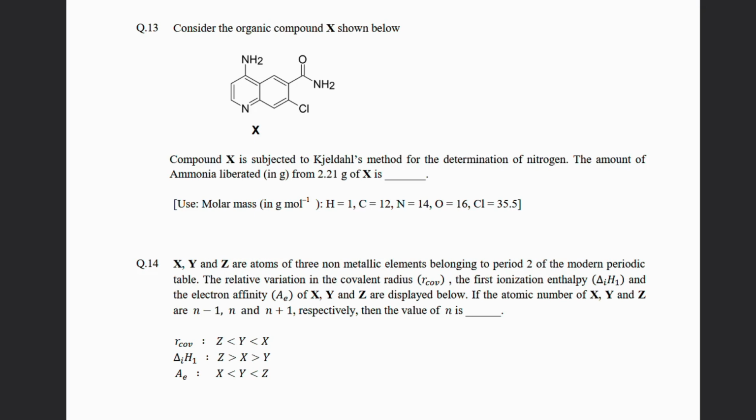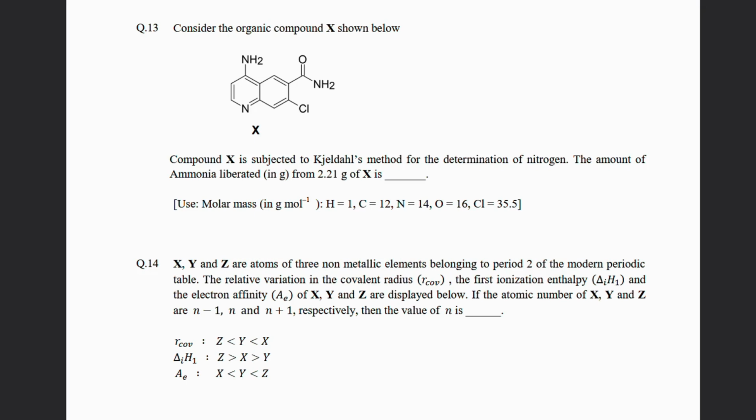The covalent radius is decreasing as we move from X to Y to Z, and the ionization enthalpy has been given as Z greater than X greater than Y. So the middle one has ionization energy less than the other two, and the electron affinity of Z is the highest. So as we move from left to right, the electron affinity increases. Now this pattern exactly fits the data of nitrogen, oxygen, and fluorine.